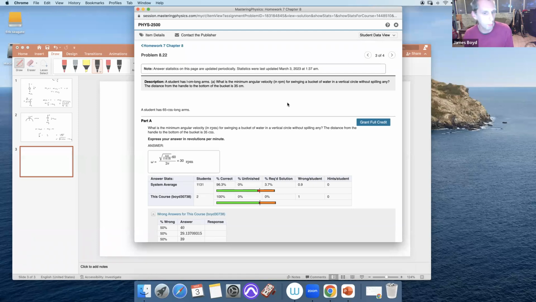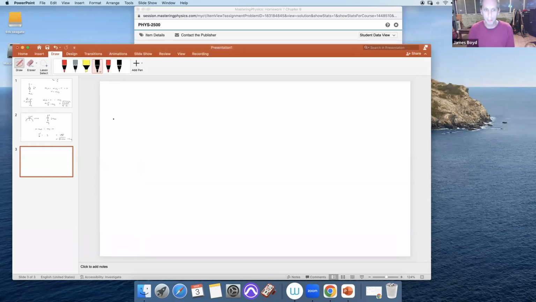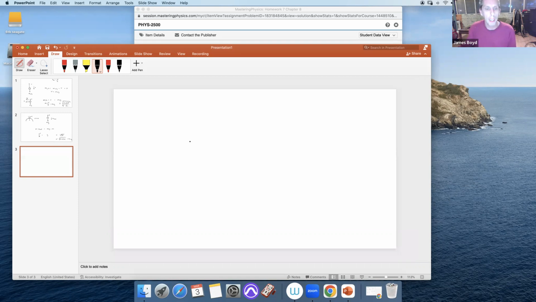Now, in this one, we want to know the minimum angular velocity if we swing a bucket of water around in a circle, assuming that the distance from the handle to the bottom of the bucket is 35 centimeters. We've got a couple of unit conversions to do, but imagine that your hand is grabbing this bucket, and as you swing it in a circle at the bottom, it's going to look like this, and it swings around. And there's water inside, and you want to keep that water inside.